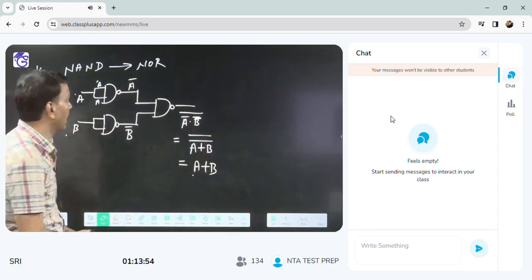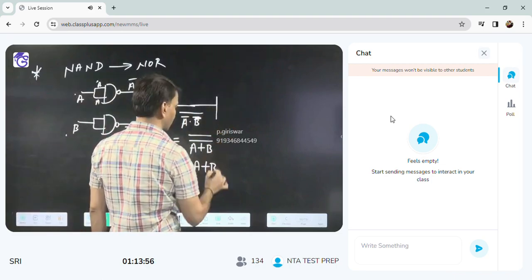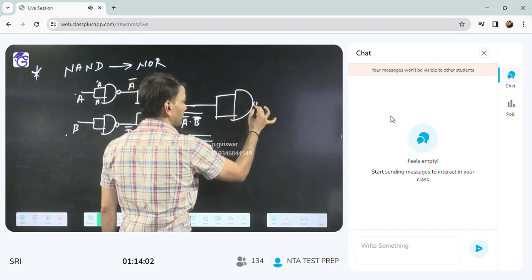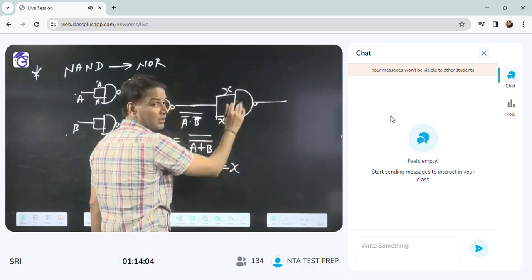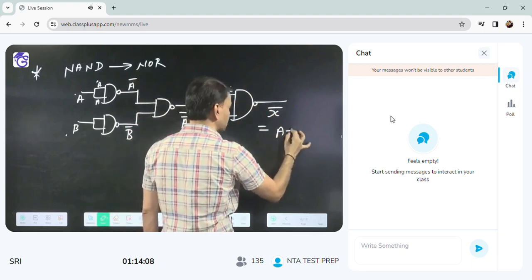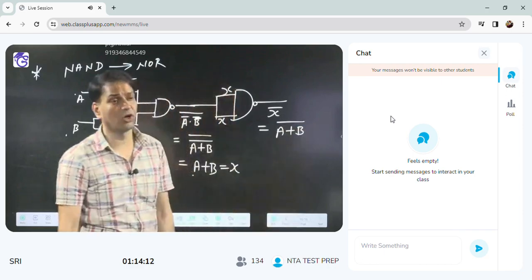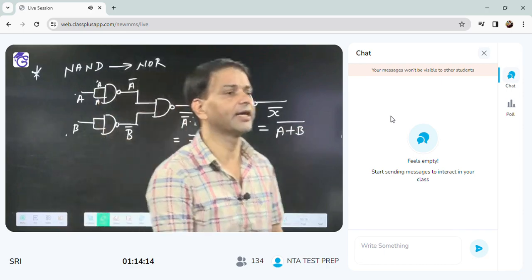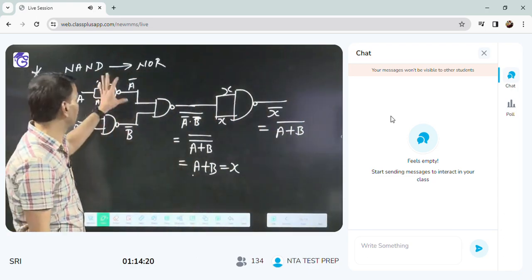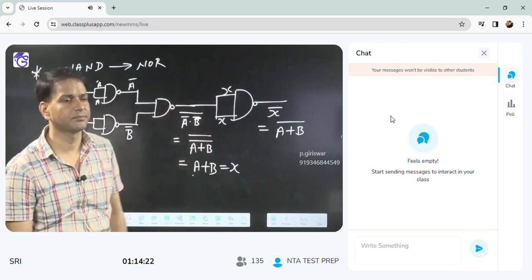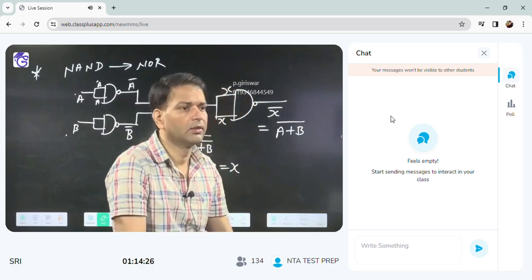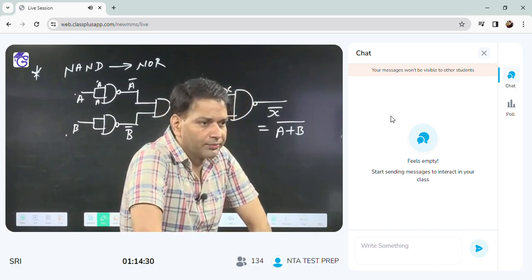But I need NOR, so one more gate I will connect. Suppose I am taking this as X. Then X dot X, X, but I will get here what? X bar. What is the X bar? A plus B whole bar. Now you got what? NOR gate. So by using 4 NAND gates, we got the NOR gate. Understood or not? If I am using NOR to NAND, only all the NAND you will replace by NOR. Understood?